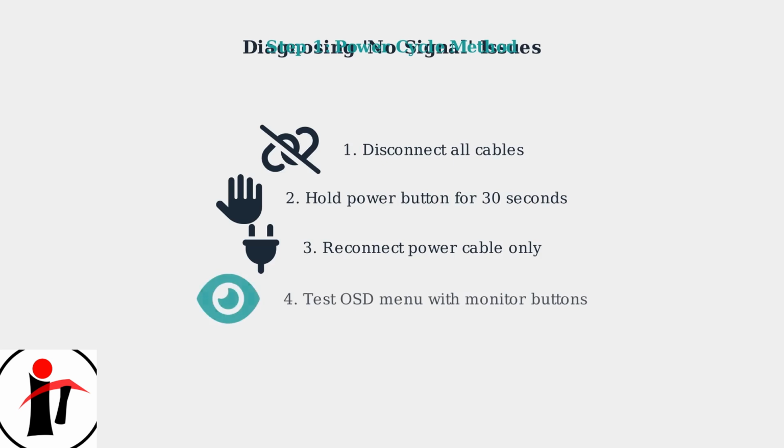Begin with basic diagnostics using the power cycle method. First, disconnect all cables from your monitor. Then, hold the power button for 30 seconds to discharge any residual power. Next, reconnect only the power cable and test the on-screen display menu using the monitor's physical buttons.